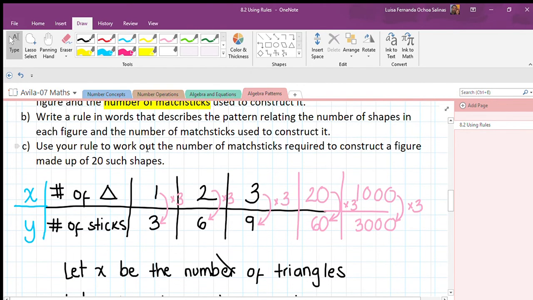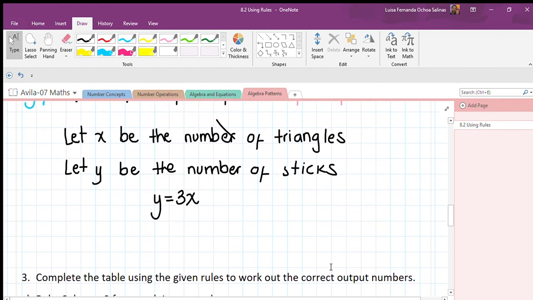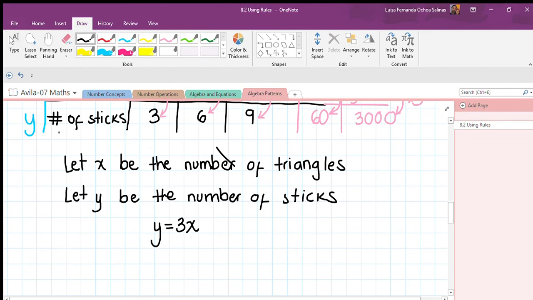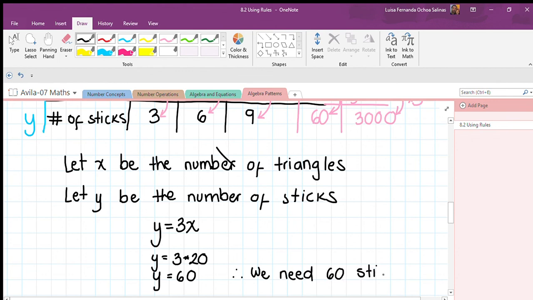Then it says, use your rule to work out the number of matchsticks required to construct a figure made up of 20 such shapes. So this one is the one that we have. So with 20 shapes, then I will have 60. So we only have to sub in: y equals 3 times 20, y equals 60. So our answer, we have to state it in a complete sentence. So this is, we need 60 sticks. And that's our answer.